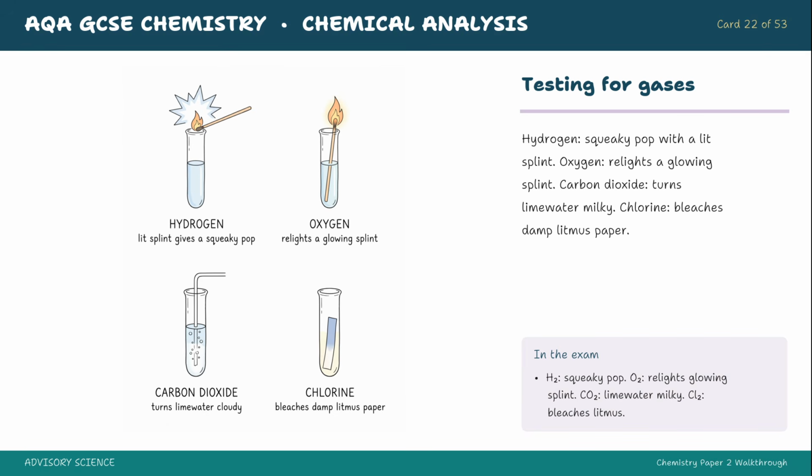To test for chlorine, you hold damp blue litmus paper in the gas. Chlorine bleaches the litmus paper white. It might turn red first because chlorine is acidic. In the exam, learn these word for word, including the result. Squeaky pop for hydrogen, relights a glowing splint for oxygen, turns lime water cloudy for carbon dioxide, and bleaches damp litmus paper for chlorine.